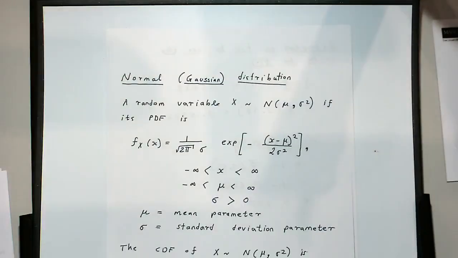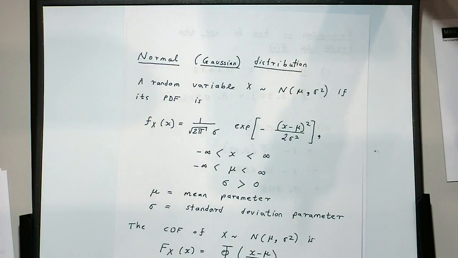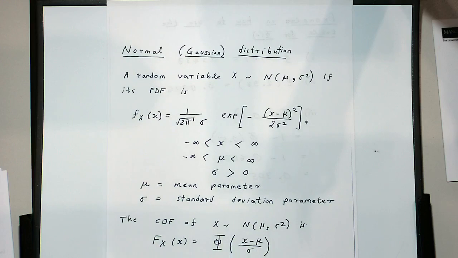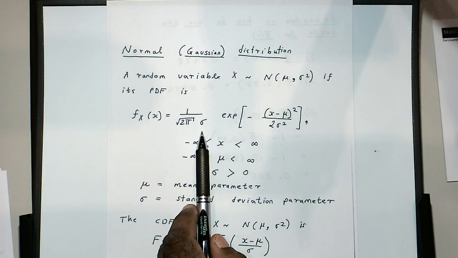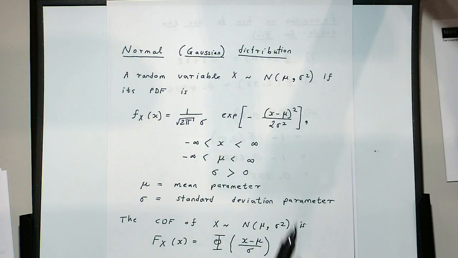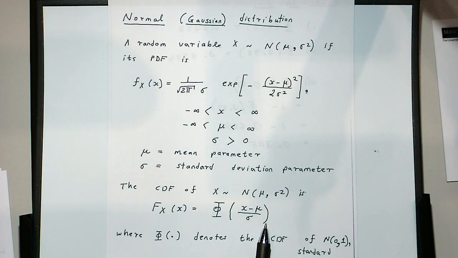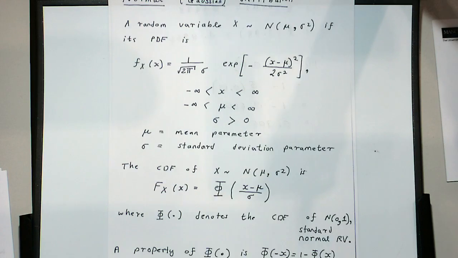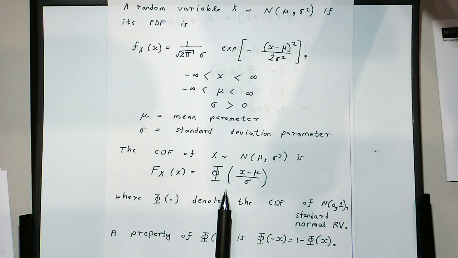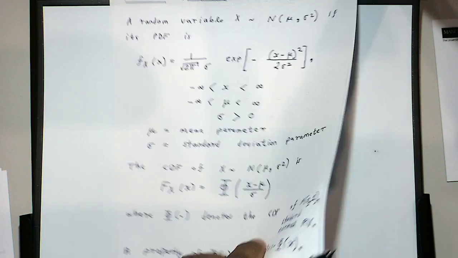All right, the next video I'm going to talk about is the normal distribution. I'm sure you talked about this in probability 1, the normal distribution. The density or the PDF, this is a continuous distribution. So the density or the PDF is given by this. There are two parameters. Mu is the mean parameter, sigma is the standard deviation parameter. This is the CDF of a normal distribution. Phi denotes the CDF of standard normal, and this is a property of the CDF phi.